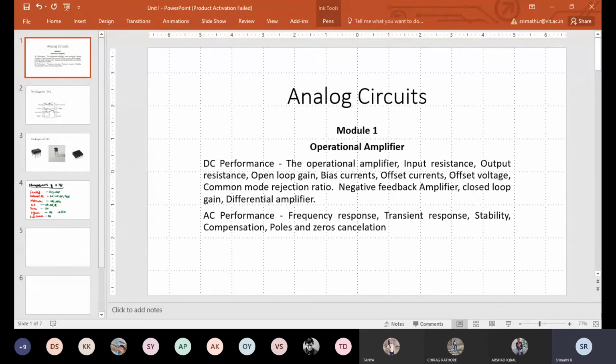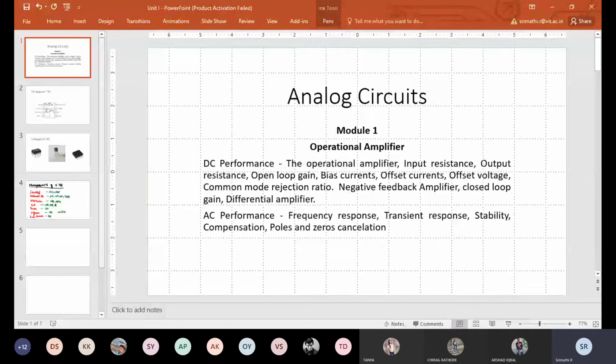Input resistance of the operational amplifier, output resistance, open loop gain, bias current, offset voltage, common mode rejection ratio, negative feedback amplifier, closed loop gain, and differential amplifier in the DC performance. Whereas in the AC performance, frequency response and transient response, stability compensation, poles and zero cancellation. That is what we are going to see in the second half of the module number 1.